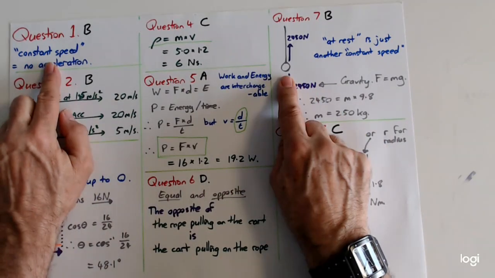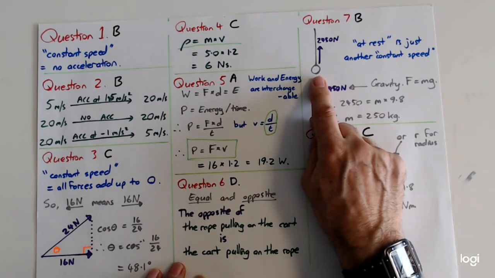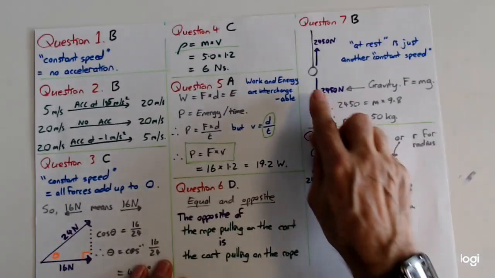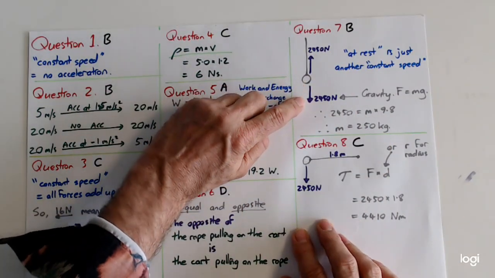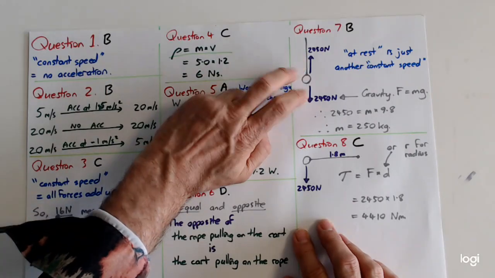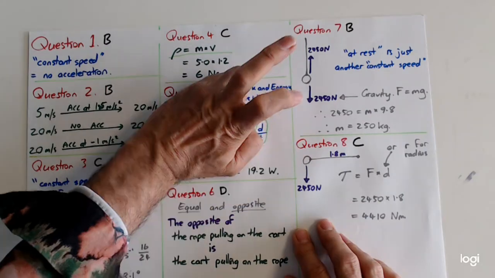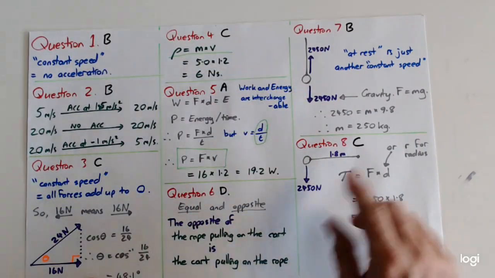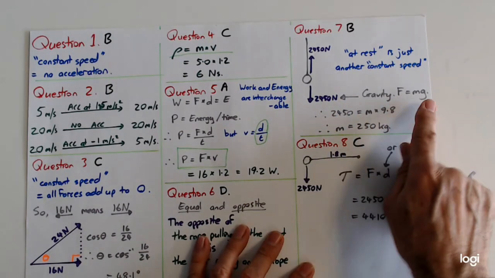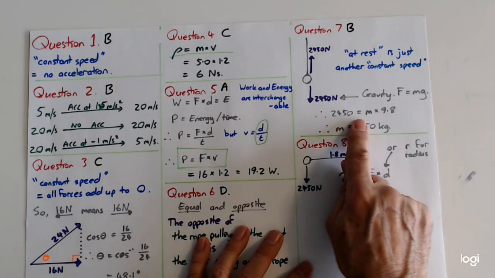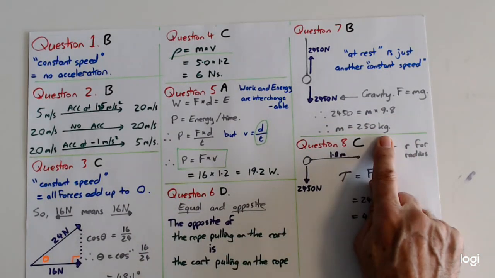It's traveling at a constant speed of 0, so there's no net force on it. If 2,450 going up, there must be 2,450 going down. Otherwise, it would be accelerating upwards or downwards. So you know that that must be true. That's gravity, obviously, and gravity is mg. So the force of gravity, 2450, equals m times g. Solve that for m, 250 kilos. That's it.